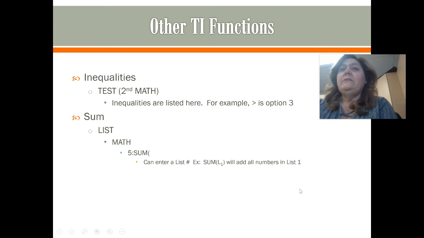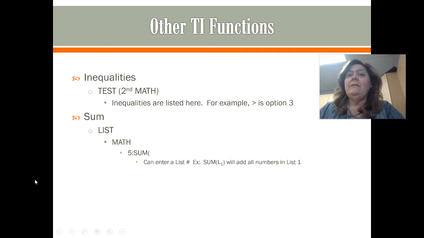You also will need to know how to do some inequalities in your calculator. And so if you go to test, which is second math, the inequalities are listed there. For example, greater than is option 3. And then to sum a list, you go to the list command, start there, that's second stats list, go to the math within lists, option 5 is sum, and then you can enter a list number, like tell it to sum list 1, and it'll add up all the numbers in list 1. So these are some calculator commands that will help you.